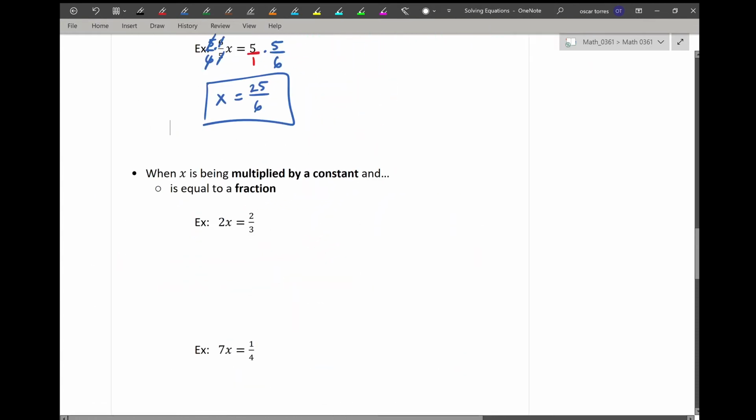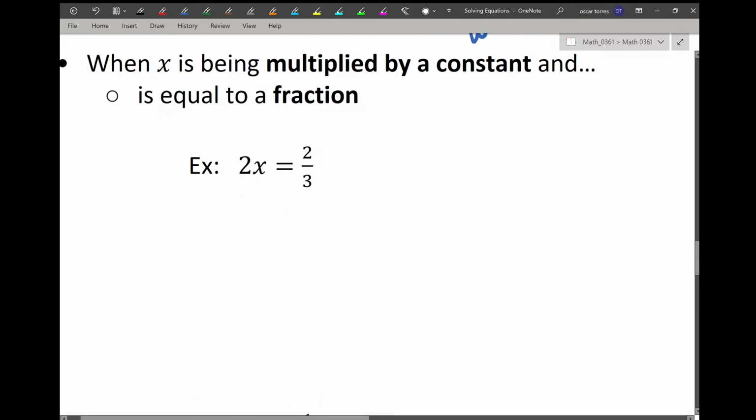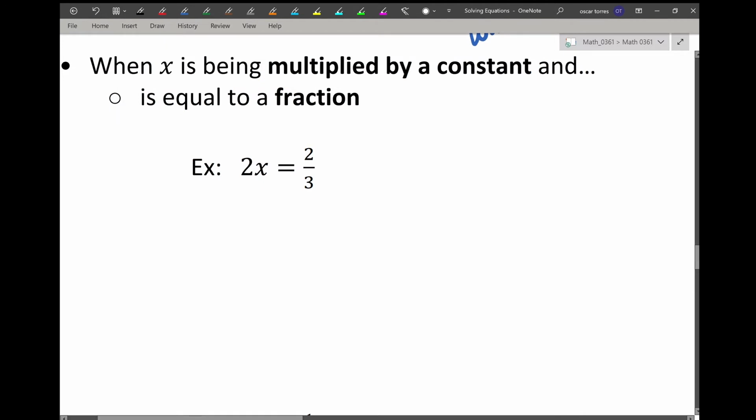Okay, so another last step situation is when x is being multiplied by a constant. You could think of the constant like being a whole number. So when the x is being multiplied by a constant and is equal to a fraction, so this situation right here. Similar to what we just finished doing, anytime we're dealing with fractions, it's usually a good idea to make everything into a fraction. And that's exactly what we want to do in this problem.